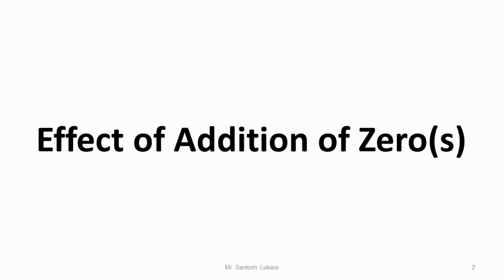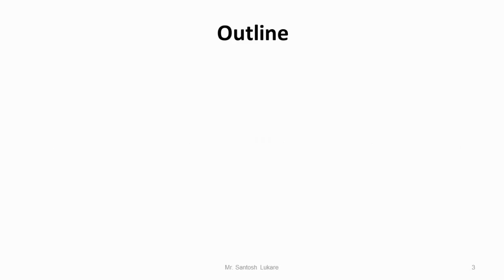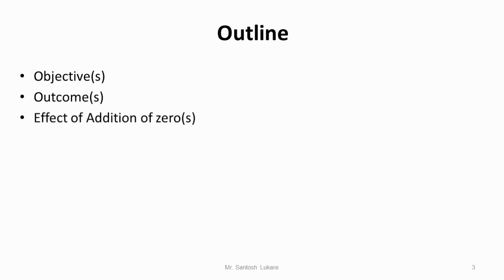In this session, we will discuss the effect of addition of zeros onto the open loop transfer function of the system, and we will observe its effect on the closed loop behavior of the system. The outline of this session is objectives, outcomes, the effect of addition of zeros, and its MATLAB simulation result.